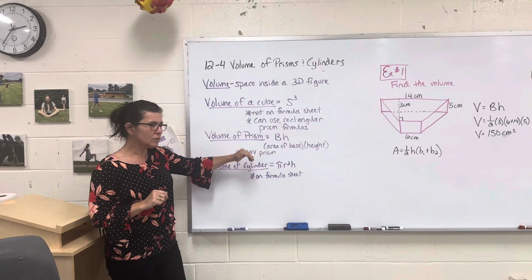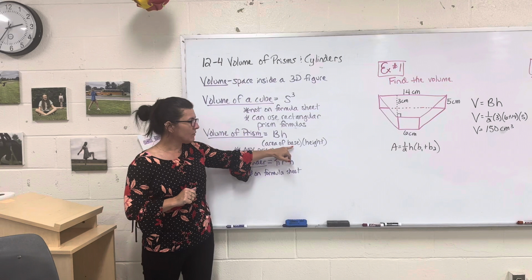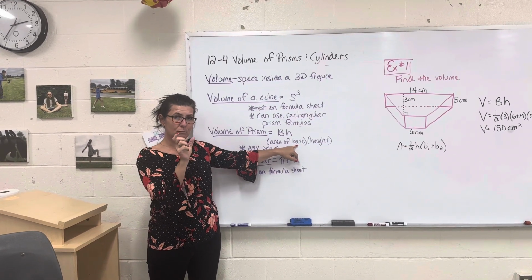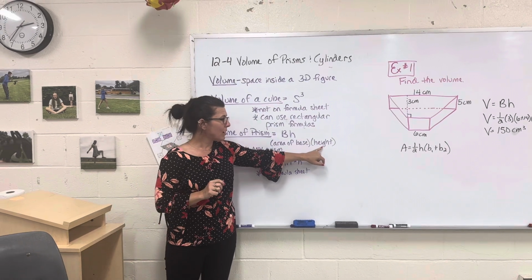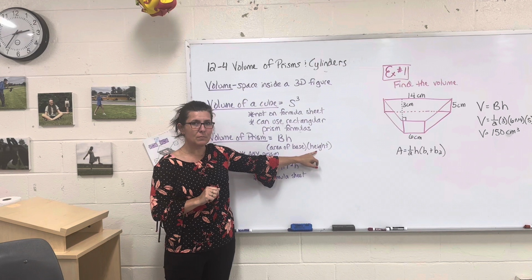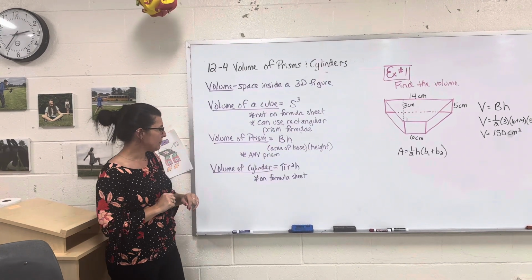Be careful with this formula. It's the area of the base. Remember, the bases are the two parallel congruent parts, multiplied by the height of the 3D figure. Be careful, this is not the height of the base. So be really careful you don't make that mistake.